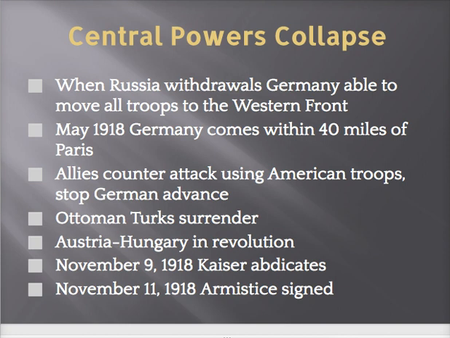On top of the U.S. stopping the Allied army of France, Britain, and the U.S., the Ottoman Turks and the Austro-Hungarians are withdrawing from the war. November 9th, 1918, the German people forced the Kaiser to abdicate. That means he resigns. He is going to leave, which brings us to the 11th hour of the 11th day of the 11th month, 1918, when the armistice is signed. The armistice is an agreement to end the fighting.